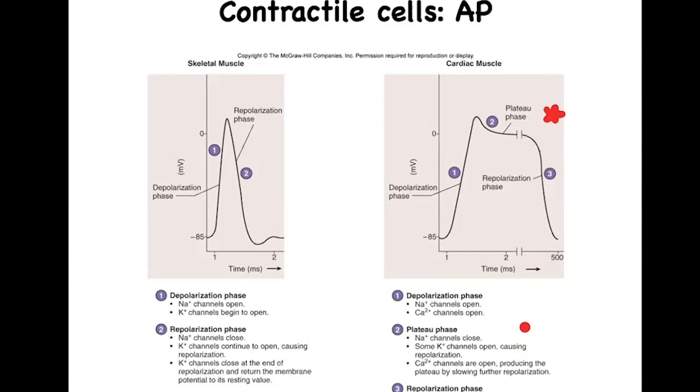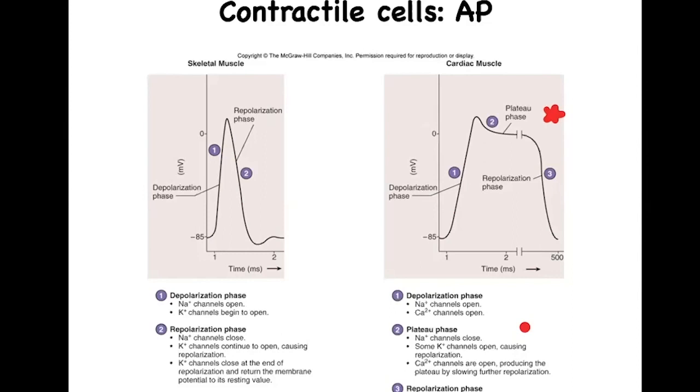So the plateau phase is due to calcium influx. I'll talk about the fact that there are a few potassium channels that are open here, and this is causing just a very brief repolarization. I'll point that out in the next slide. And this leads to a plateau phase where you have a leveling off of the membrane potential, where it remains depolarized for an extended period of time.